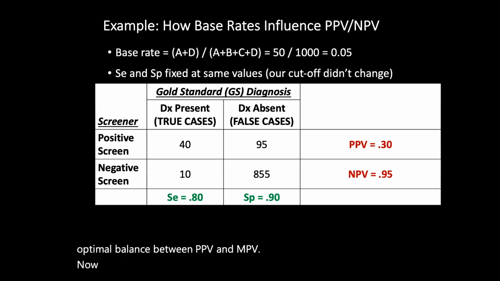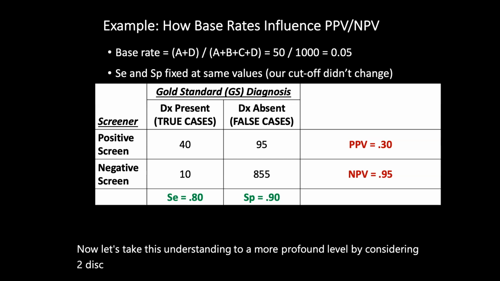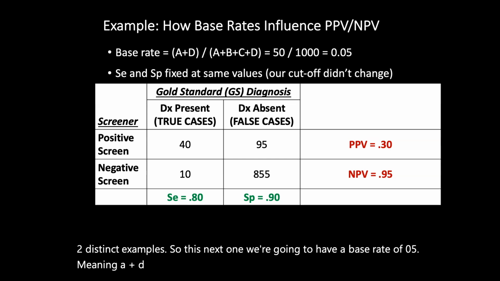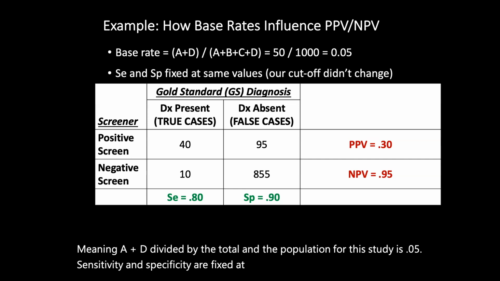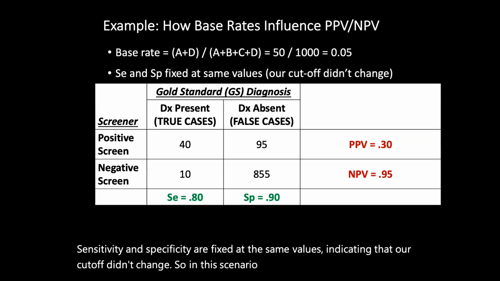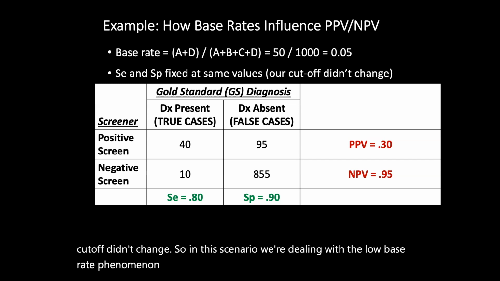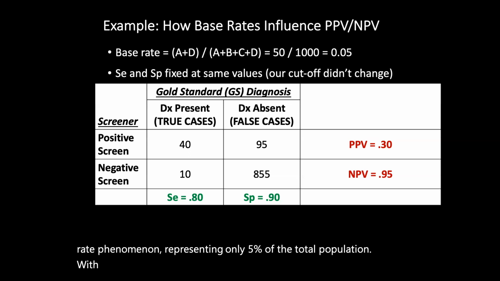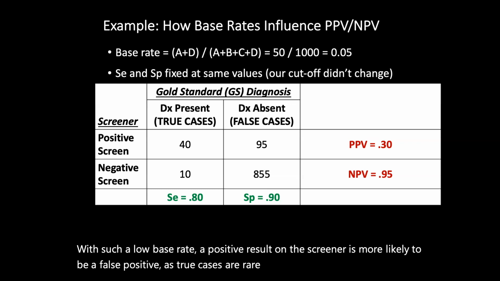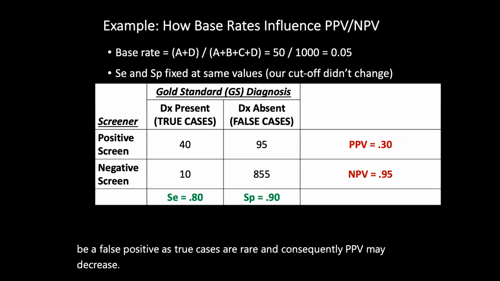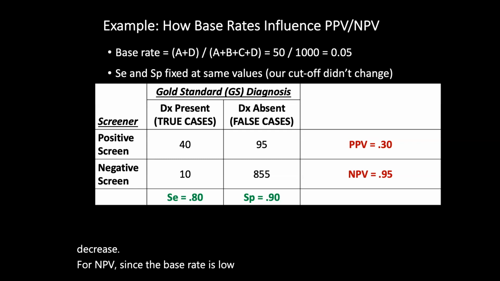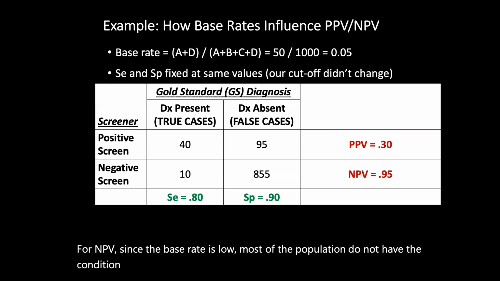Now, let's take this understanding to a more profound level by considering two distinct examples. In this next one, we're going to have a base rate of 0.05, meaning A plus D divided by the total in the population for this study is 0.05. Sensitivity and specificity are fixed at the same values, indicating that our cutoff didn't change. So in this scenario, we're dealing with a low base rate phenomenon, representing only 5% of the total population. With such a low base rate, a positive result on the screener is more likely to be a false positive, as true cases are rare, and consequently, PPV may decrease. For NPV, since the base rate is low, most of the population do not have the condition. Thus, a negative result on the screener is more likely to be a true negative, leading to a higher NPV.